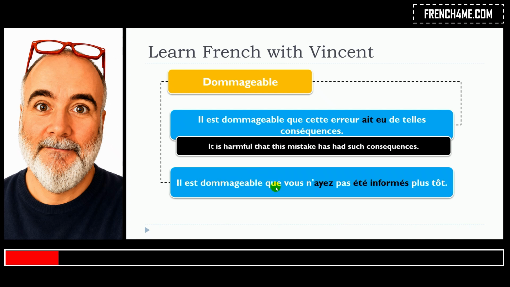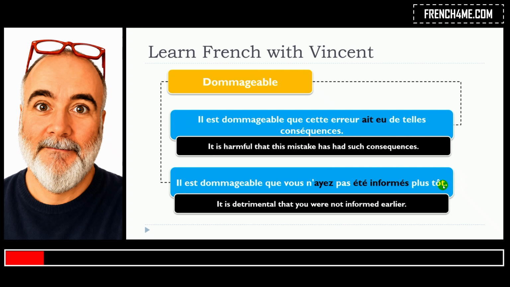Il est dommageable que vous n'ayez pas été informé plus tôt. Il est dommageable que vous n'ayez pas été informé plus tôt.